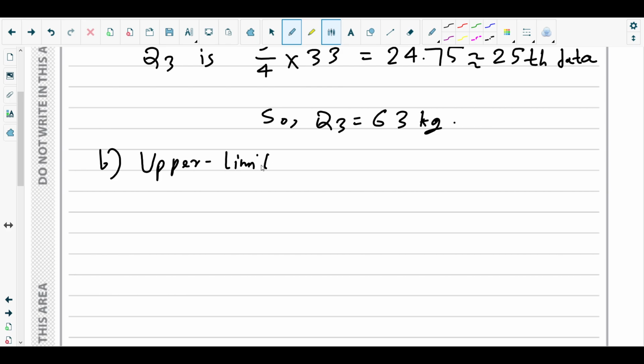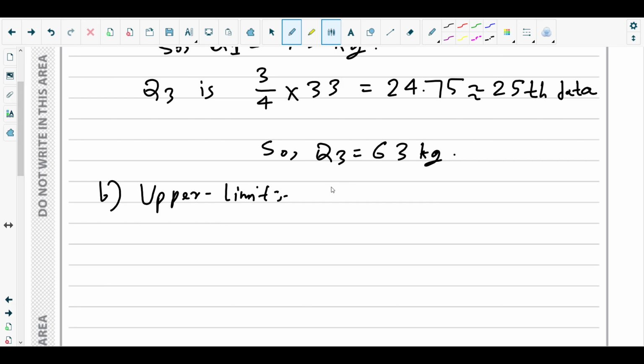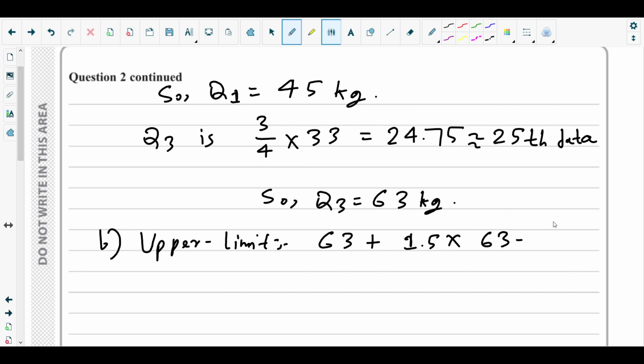For the upper limit, this is what? 1.5 times the IQR, the interquartile range, above the upper quartile, right? So 63 is the upper quartile plus 1.5 times what? 63 minus the lower quartile, we got 45. So the upper range is 63 plus 1.5 times (63 minus 45). So this will give you basically 75. So upper limit is 75 kg.